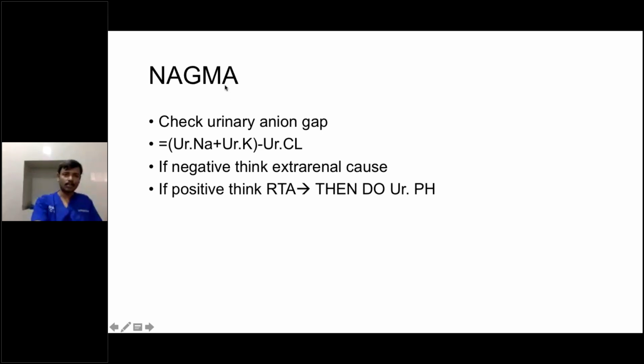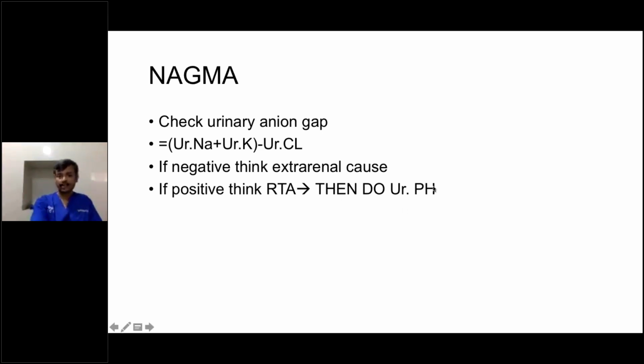Then to identify the cause for NAGMA, we have to look into the urinary anion gap. Urinary anion gap is the next step here in case of normal anion gap acidosis. How do we calculate? Urinary sodium plus urinary potassium minus urinary chloride. If it is negative, it means a gastrointestinal cause for the NAGMA. Gastrointestinal means the loss of bicarbonate is from the GI tract. If it is positive, think of RTA, renal tubular acidosis, which means this bicarbonate loss is happening through the kidney. Then do urine pH.